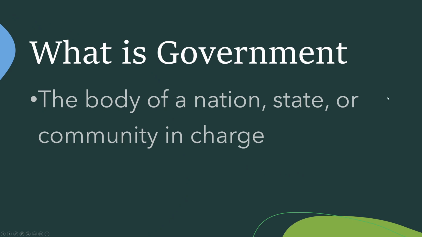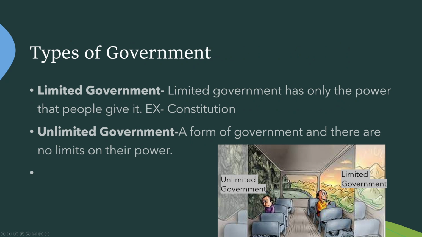Starting off, what is government? Government is the body of a nation, state, or community in charge. Who is the person running the laws? Who's the one telling people what they need to do? Who are you paying taxes to? That is the government, okay? It's really simple. Now, we have two types of government that we talk about.